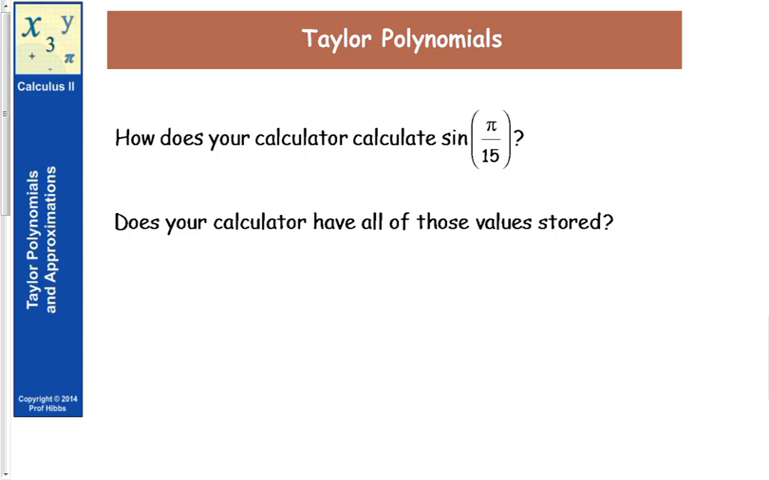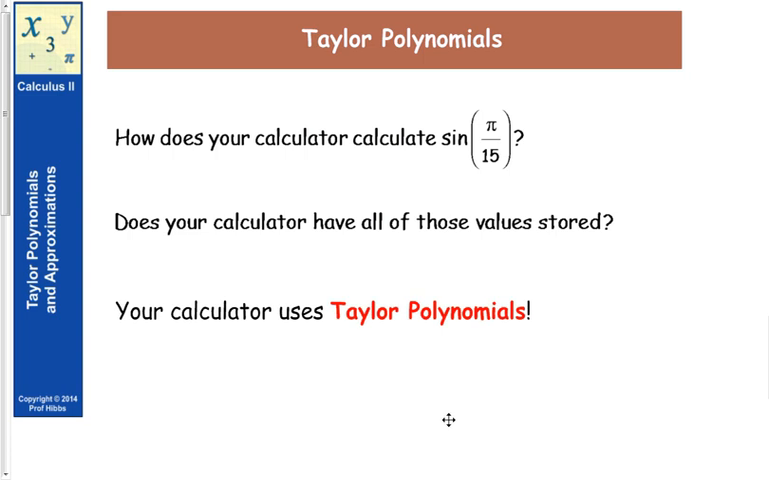We're going to begin our study of Taylor polynomials. And as you see, I've posed a couple of questions. How does your calculator calculate the sine of pi over 15? Do you think it has all those values stored inside? And of course, the answer is no. Your calculator uses something like Taylor polynomials, whatever that is. And of course, that's what we're discussing here.